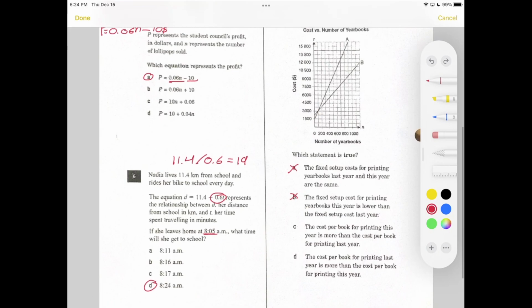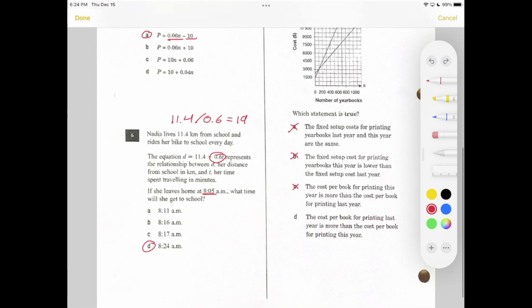The cost per book for printing this year is more than the cost per book for printing last year. And we also know that that is false, because per book, we're not spending as much as we were spending last year. Because as you can see, it starts before, and then it goes like it gets higher. The cost gets higher as we make more books. So we know that it costs less to make each book now than it did last year, right?